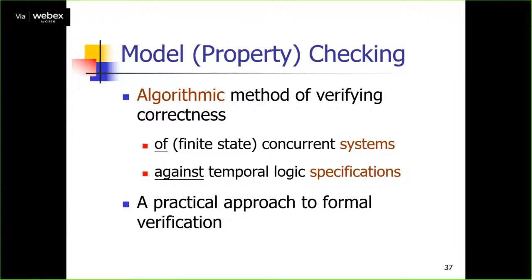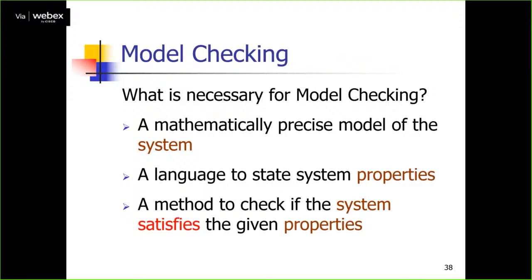Property checking is normally based on an algorithmic method for verifying correctness in finite concurrent systems. We have temporal logic specifications to do that. So we have a practical approach to formal verification, which can satisfy those logical values and make them available.